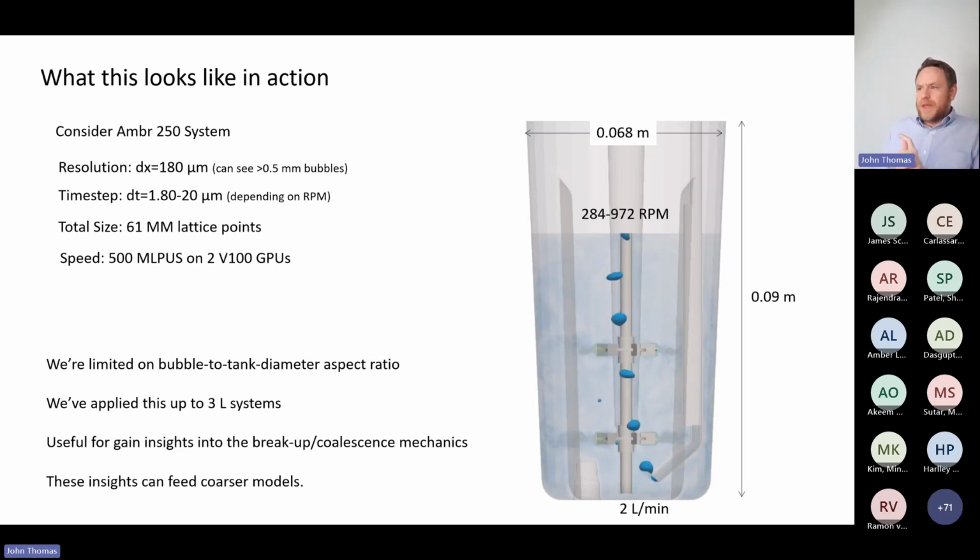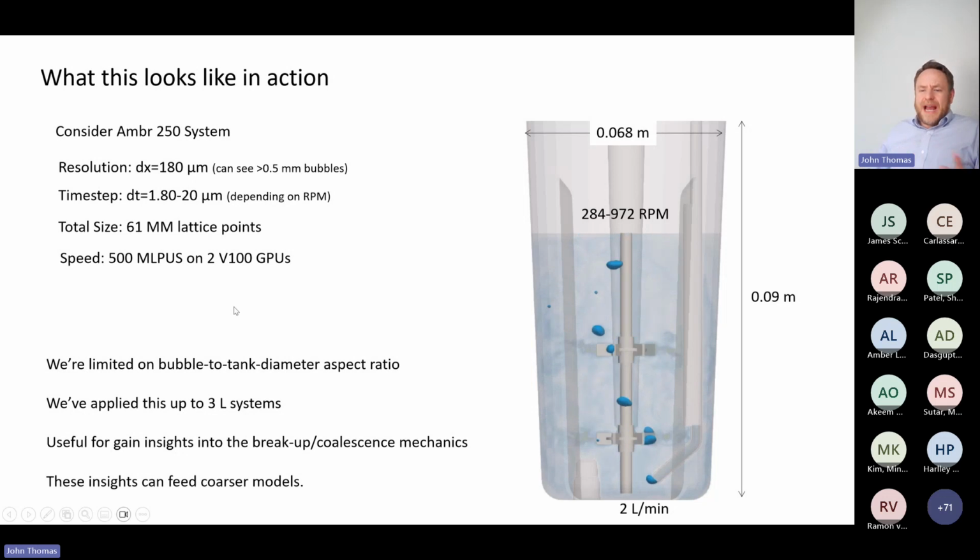It's too small, as it were. My time step is on the order of 1 to 10 micrometers, depending on impeller speed. This simulation had about 60 million lattice points for an Amber 250. That's not a very big system. That's a Campbell soup can at about 60 million points.